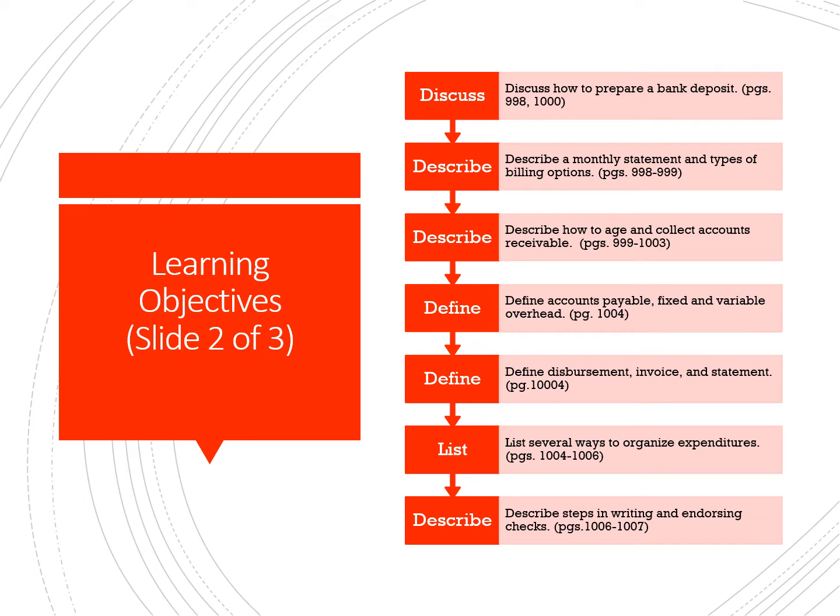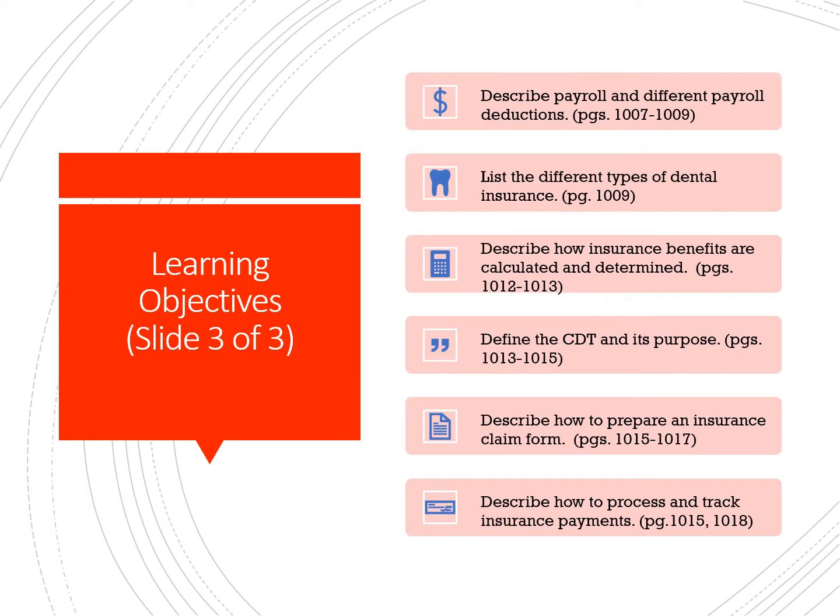Next, we'll look at accounts payable and what fixed and variable overhead is. We'll define disbursement, invoices, and statements, and look at several ways to organize expenditures. I'll also talk about the steps for writing and endorsing checks. Finally, we'll look at payroll and payroll deductions.